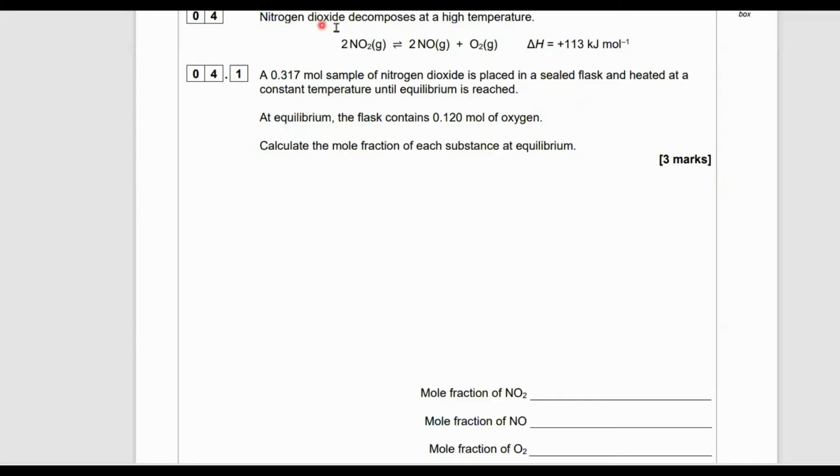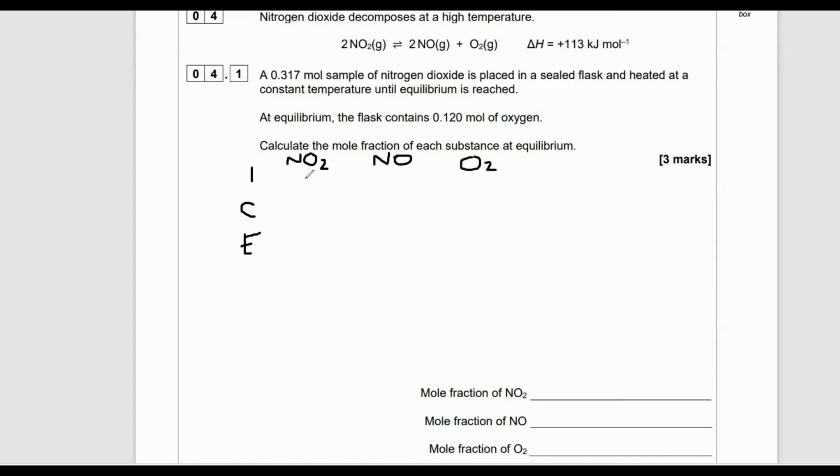Question 4. Nitrogen dioxide decomposes at a high temperature. We've got 2 molecules of nitrogen dioxide in a reversible reaction to form 2 molecules of nitrogen monoxide and oxygen. It's an endothermic reaction. We can see by the enthalpy change of plus 113. And we have a 0.137 mole sample of nitrogen dioxide, which is placed in a sealed flask and heated at a constant temperature until equilibrium. At equilibrium, the flask contains 0.120 moles of oxygen. Calculate the mole fraction of each substance at equilibrium.